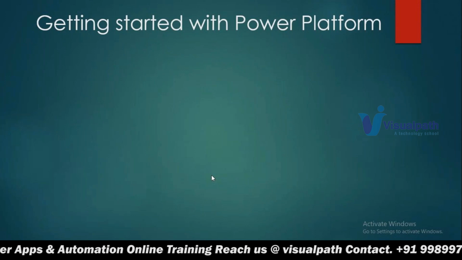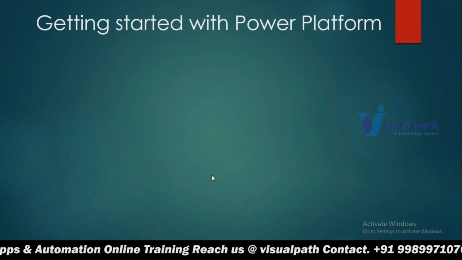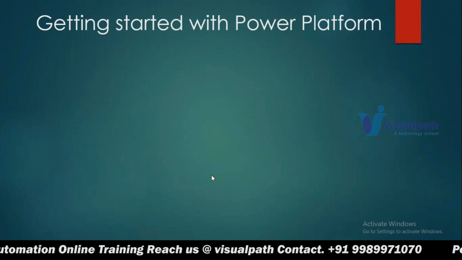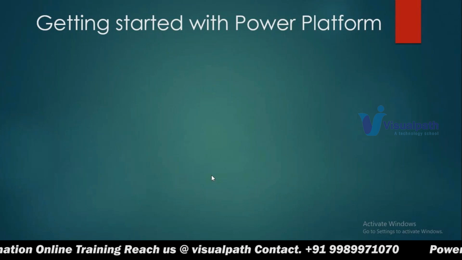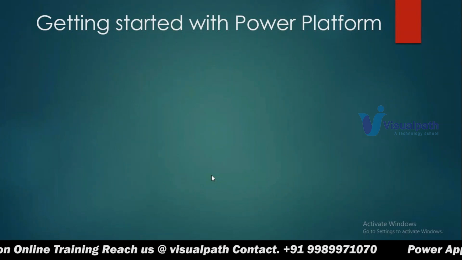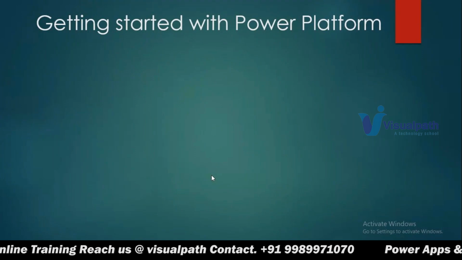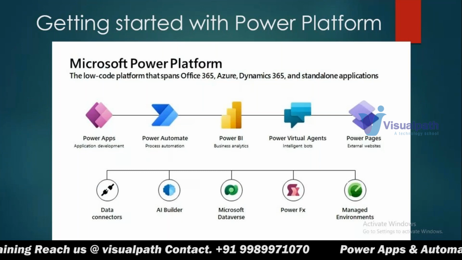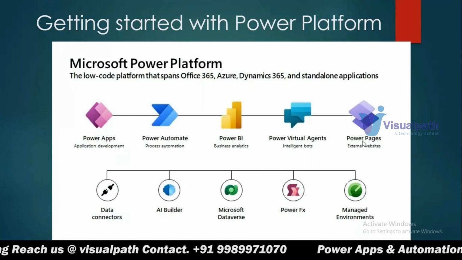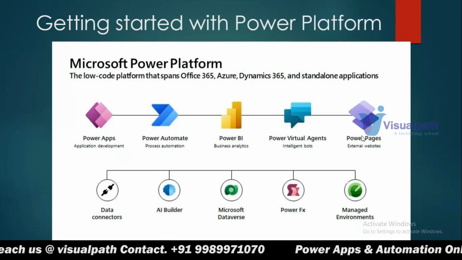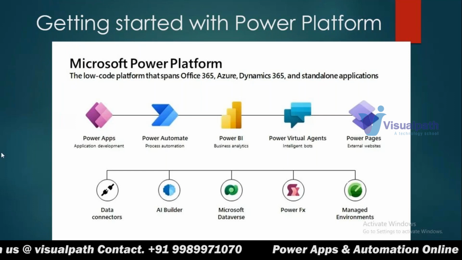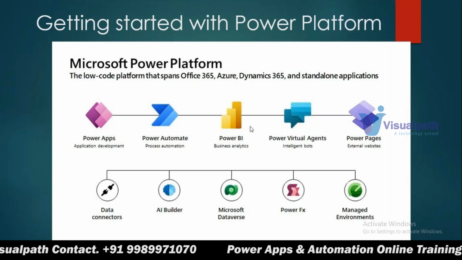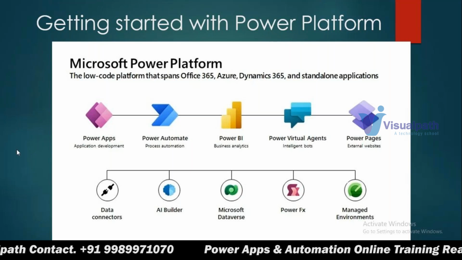In Power Platform, we have Power Apps, Power Automate, Power BI, Power Virtual Agents, and earlier we had Power Apps portals. Now it is rebranded as Power Pages. So that is the fifth separate product. Earlier it was part of Power Apps only.